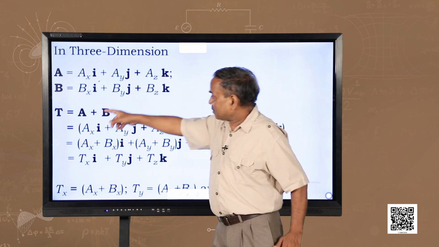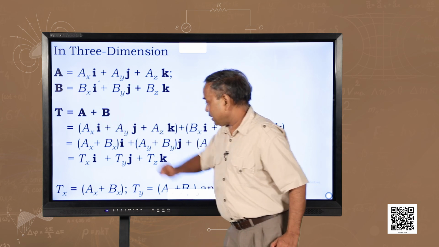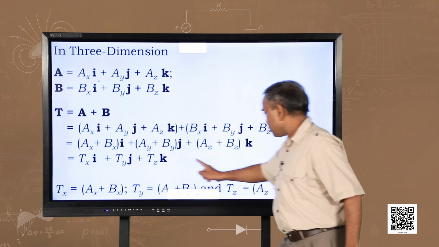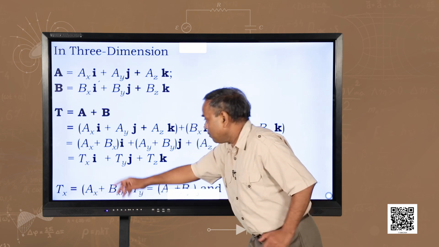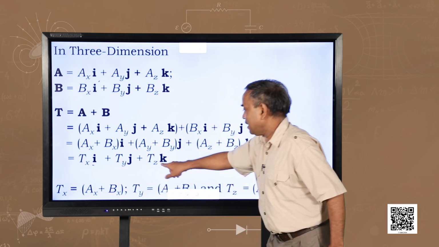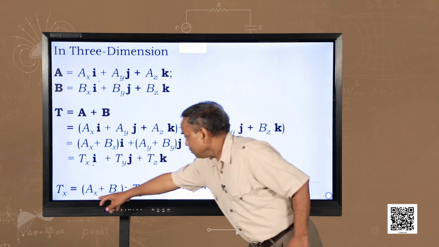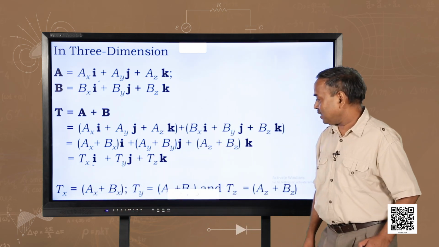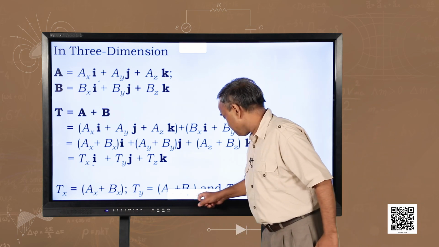Now, if the total resultant is T, let us say A plus B, then we can do this calculation and we can find out Ax. What is Tx? T has 3 components, Tx, Ty, Tz, where Tx, Ty, Tz are numbers. How can these numbers be given? Tx is equal to Ax plus Bx, Ty is equal to Ay plus By, and Tz is equal to Az plus Bz.